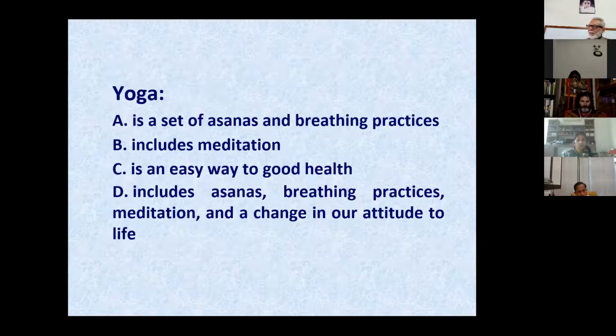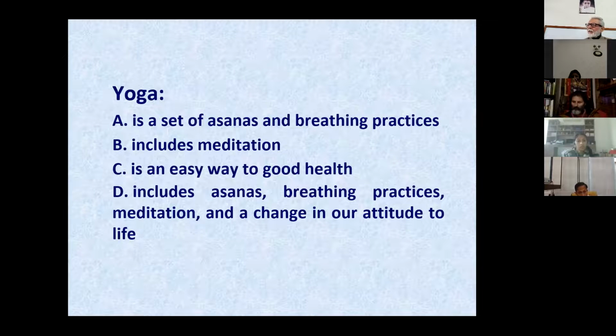Yoga is a set of asanas and breathing practices. Yoga includes meditation. Yoga is an easy way to good health. Yoga includes asanas, breathing practices, meditation, and a change in our attitude to life. Now let's examine these one by one. Yoga is a set of asanas and breathing practices. Very common understanding, but not correct.